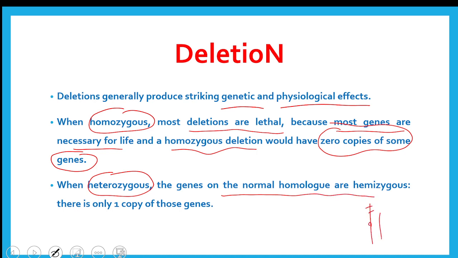So at least this portion AB is present, though AB here is said to be lost. It is said to be neither homozygous nor heterozygous, it is half zygous, hemizygous. That means there is at least one copy of these genes present. So when compared with homozygotes, heterozygotes are tolerable.